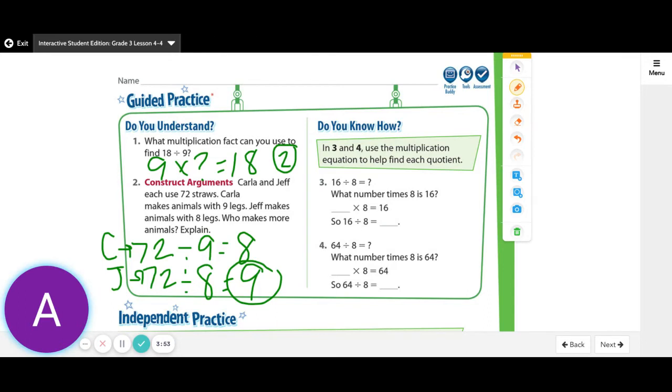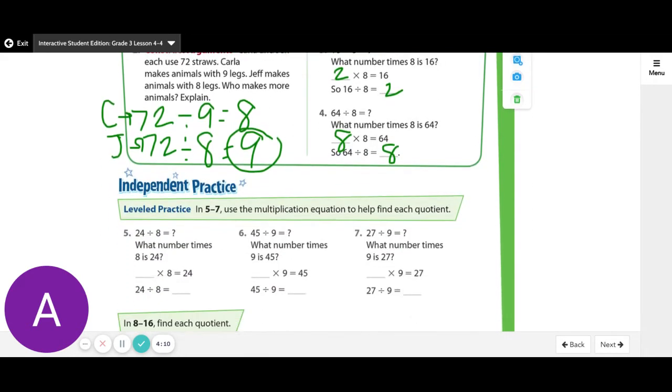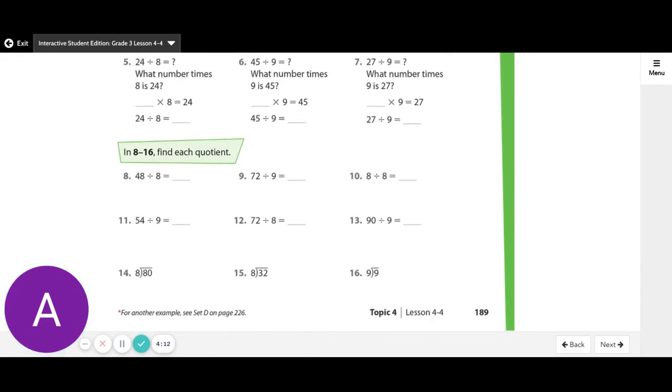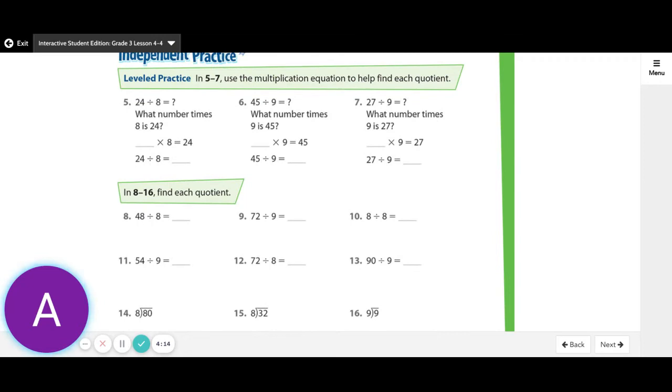Number 3, 16 divided by 8. What number times 8 is 16? I know 2 times 8 is 16, so 16 divided by 8 is 2. 64 divided by 8. What number times 8 is 64? 8 times 8 is 64, so 64 divided by 8 is 8. I want you to try the bottom, and then when you're ready to check your answers, play the video again.